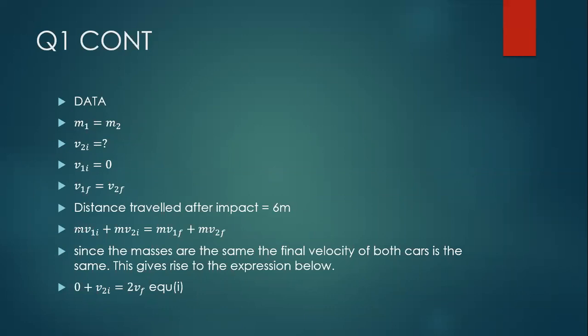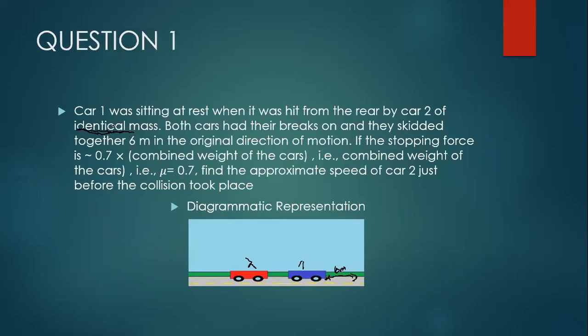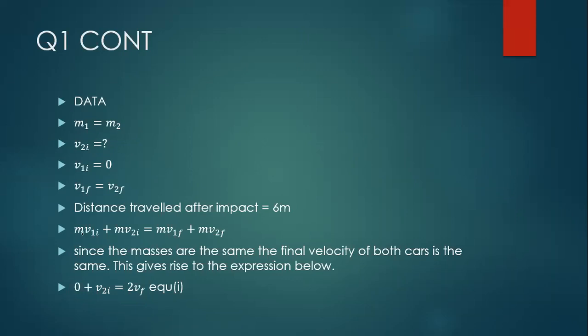Now, this is just the equation of momentum. The equation of momentum tells us that momentum 1 initial plus momentum 2 initial has to be equal to momentum 1 final plus momentum 2 final. And then remember we said that mass 1 and mass 2 are the same, because they told us that the two cars are identical. So we don't even need to write it as mass 1, we just write it as m. Now we can cancel out these masses.